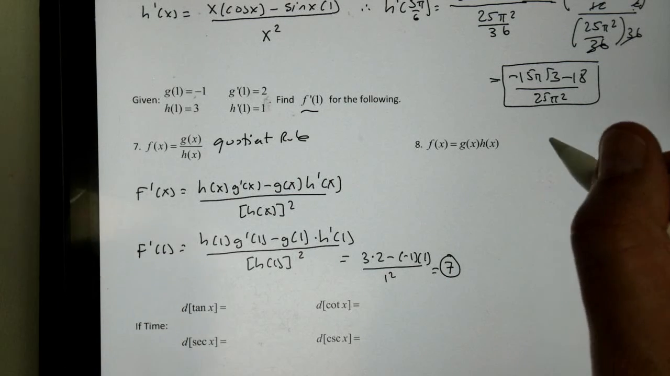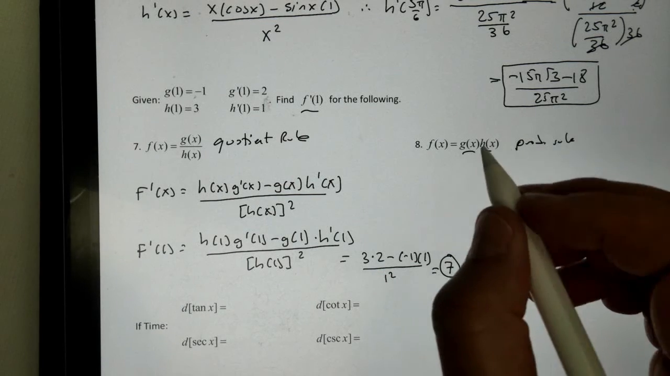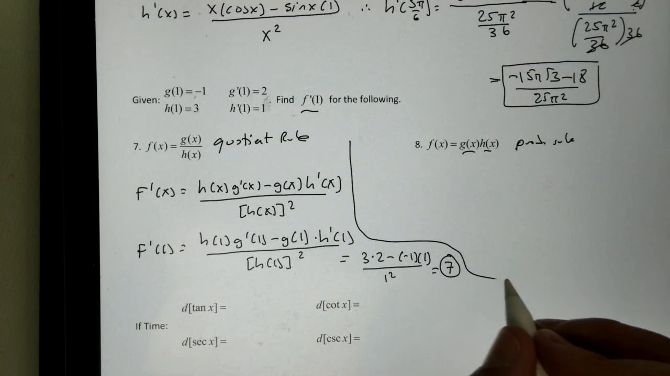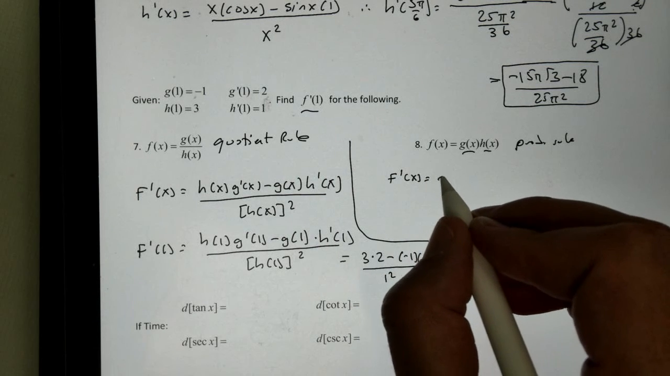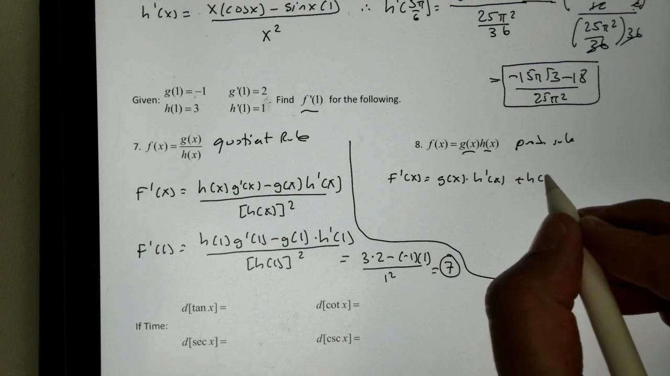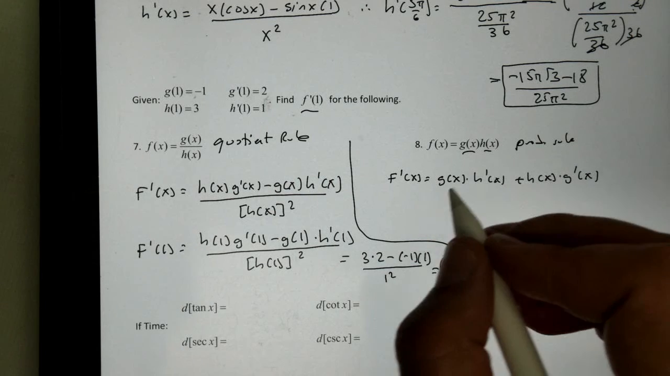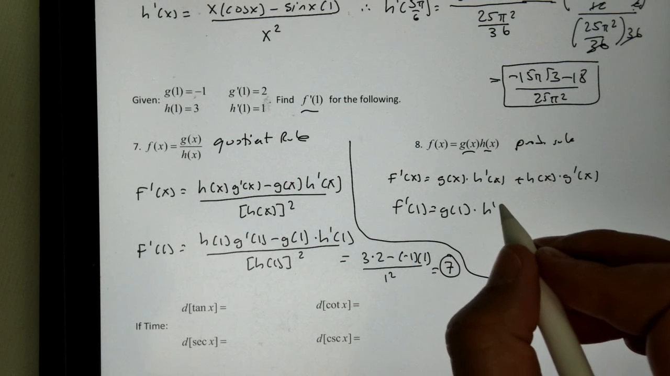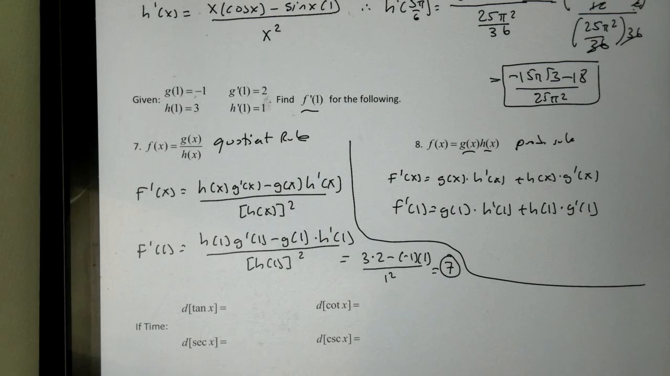Number 8, we're multiplying here, so we're going to be using our product rule. So today you're going to be kind of going back and forth. You get your product rule there. So when we take our derivative here, we would get f prime of x: remember the product rule, the first times the derivative of the second, plus the second times the derivative of our first. Plugging in the 1, we get g of 1, h prime of 1, plus h of 1, g prime of 1.